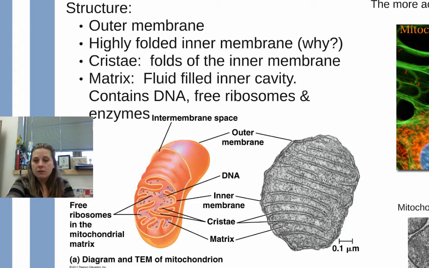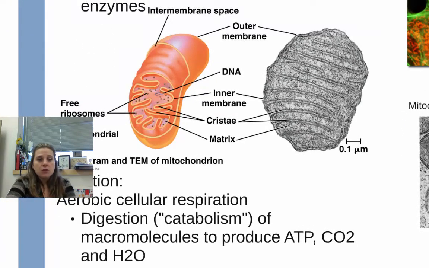Still a throwback from when it was potentially its own bacterial cell way back when. It also has free-floating ribosomes. It is capable of its own protein synthesis, as well as some other enzymes. So this is what it does and what it looks like. It is there to process energy. Aerobic cellular respiration happens there: the digestion of macromolecules to help produce ATP. It also produces carbon dioxide and water as byproducts that end up being expelled by the cell.